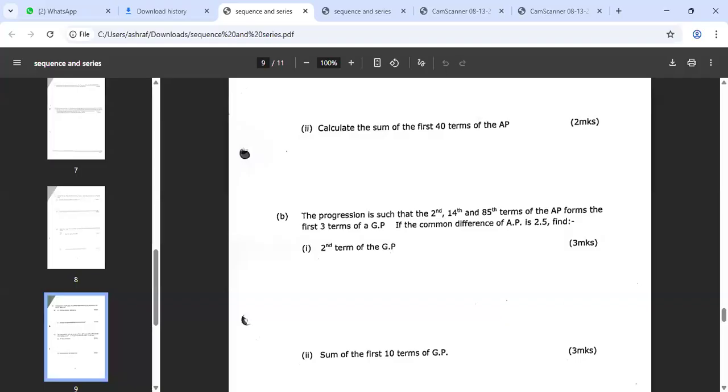Yes, you can unmute yourself. 36. 36 is correct. Good. Then let's get the sum. I'll show the working for the two. Get the sum of the first 10 terms of the GP.